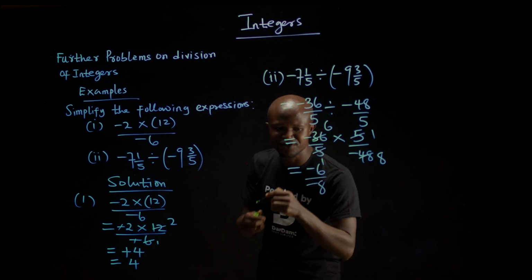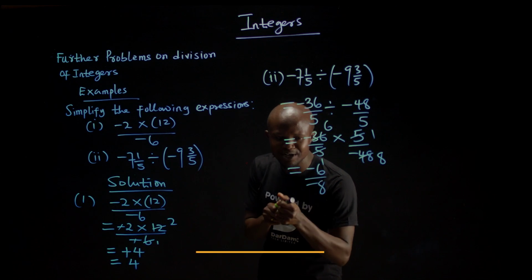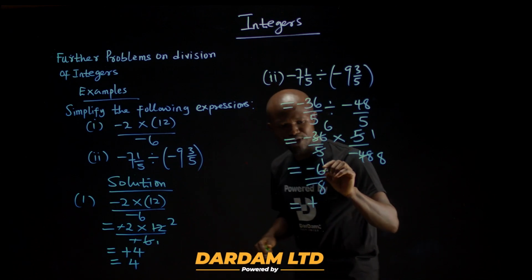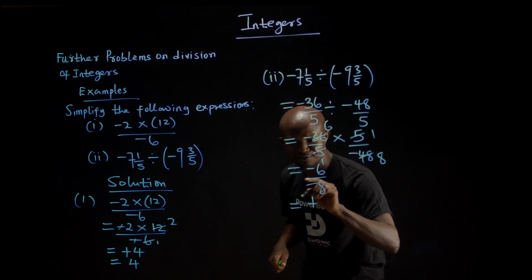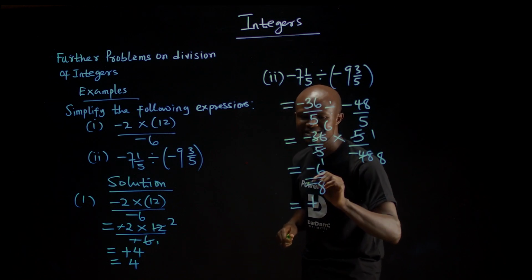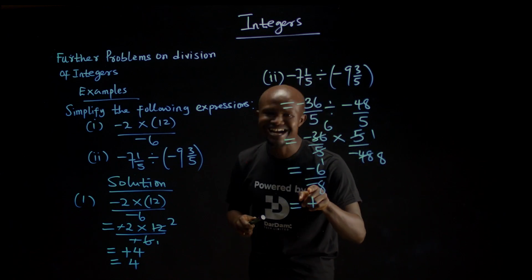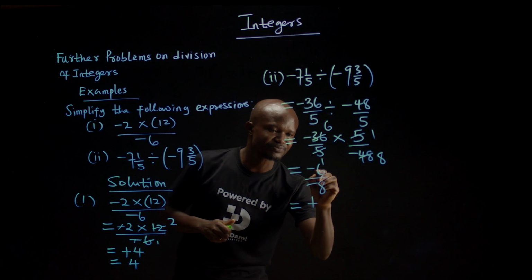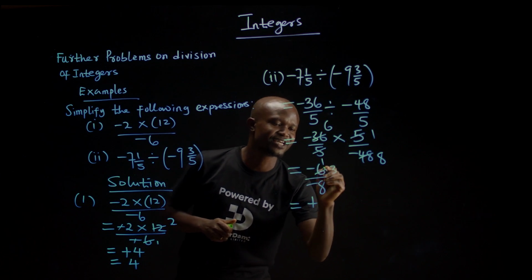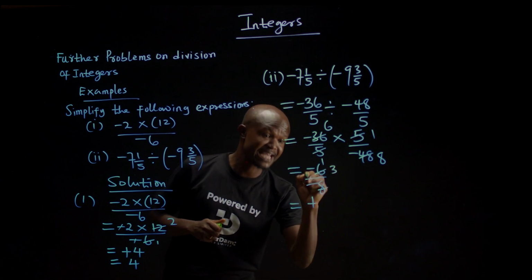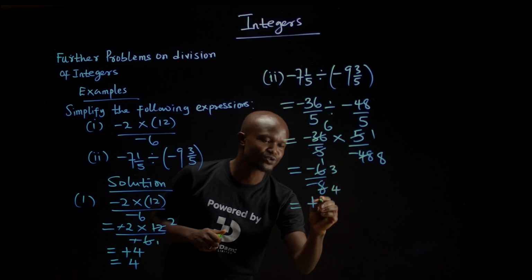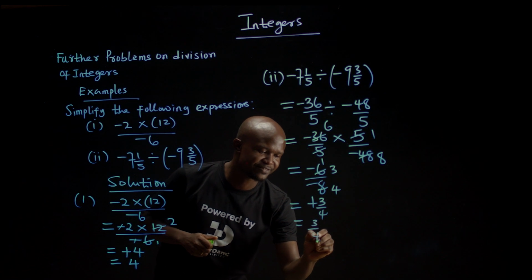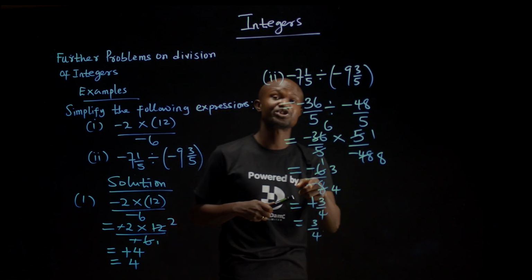Don't forget the rules of division. Minus divided by minus, it will turn to plus. So we're having plus 6 over 8, and we can simplify this further. What number can divide 6 and can also divide 8? We can use 2. 6 divided by 2 is 3, and 8 divided by 2 is 4. So this is plus 3 over 4. So the answer can be written as 3 over 4. That is the solution to the question.